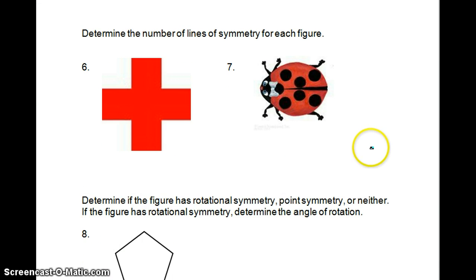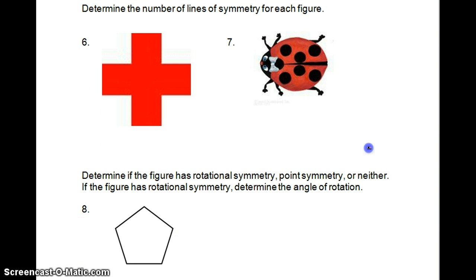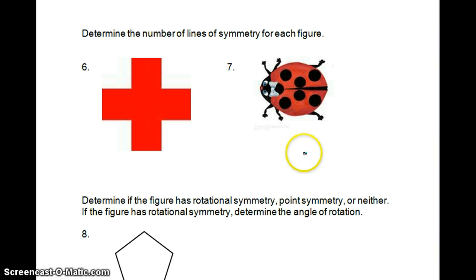Number 6, determine the number of lines of symmetry for each figure. Okay, let's look for this one over here. Line of symmetry, we also call it fold line. Where can we fold it over onto itself? And we can draw the line straight down the middle. That's 1. We can go one straight down the middle this way. That's 2.